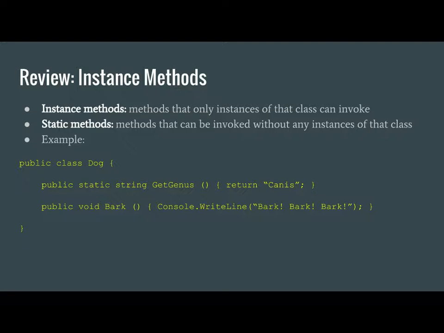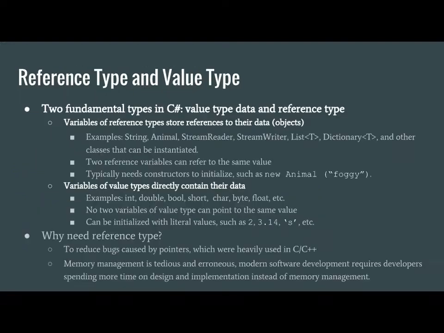Or what you can do is, instead of using this as a method, you can say public static string genus equals to canis. So in other words, we give that class an attribute, which is genus, and the value of the genus will be canis. They are associated with the class instead of the instance of dog. All right, so this is a little bit extra topic.